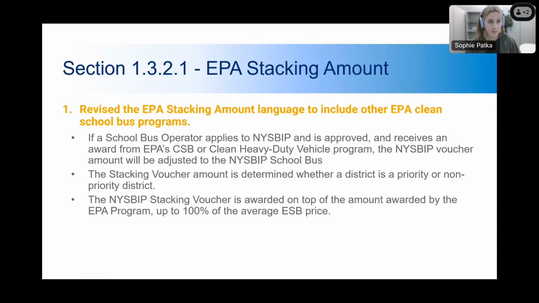So what that looks like in process, for those that don't already know, is that you apply for the EPA programs first and apply for our program next, and we supplement any of the additional funding that you did not receive from that program up to 100% of the average electric school bus price. So EPA programs first, and then NYSBIP.